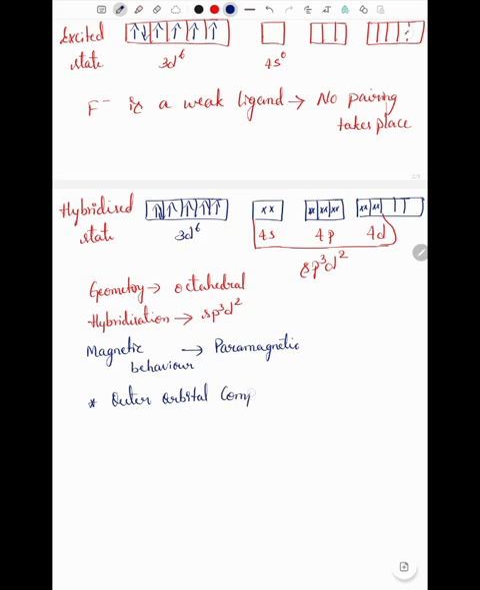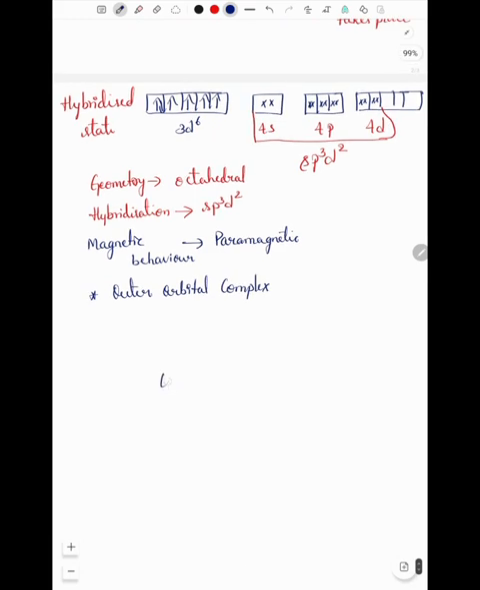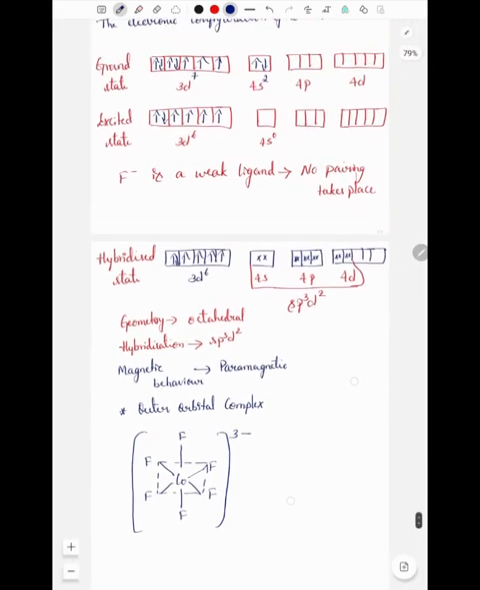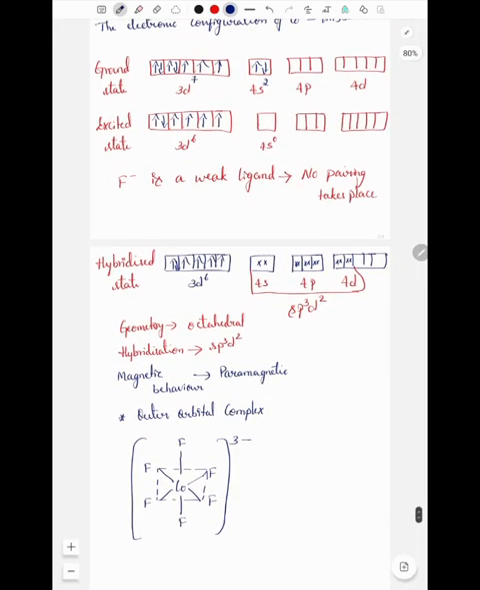Okay, and the geometry of the complex can be represented like this. Cobalt is the central atom. It is attached to 6 ligands, fluorine, forming an octahedral shape like this. And the overall charge is 3 minus. This is how we understand the geometry, hybridization, magnetic behavior and the shape of the given complex.